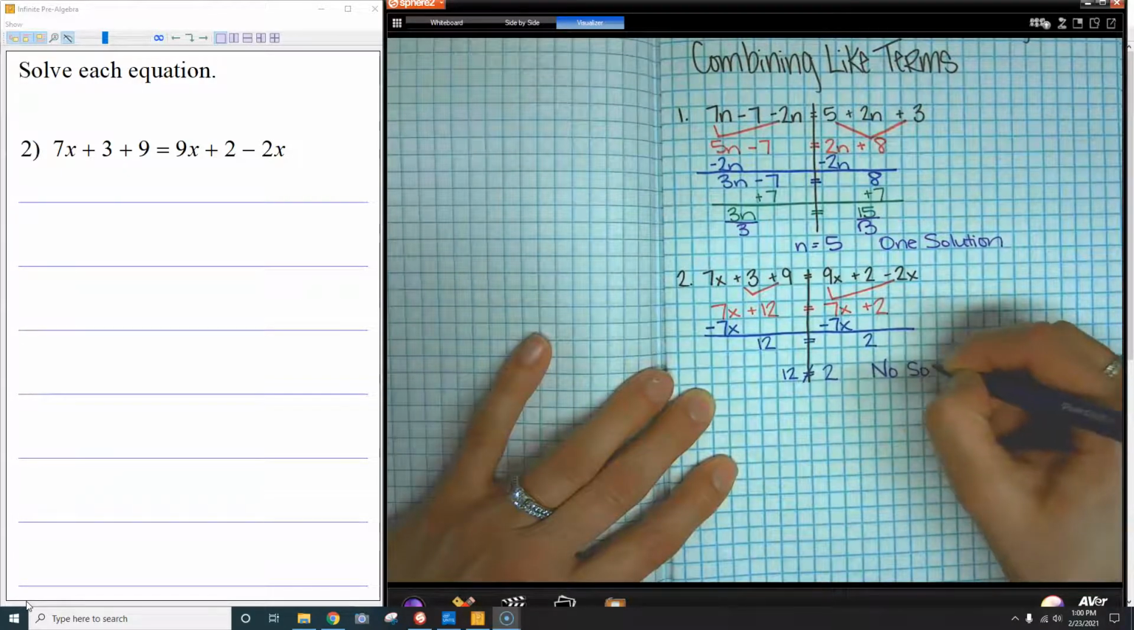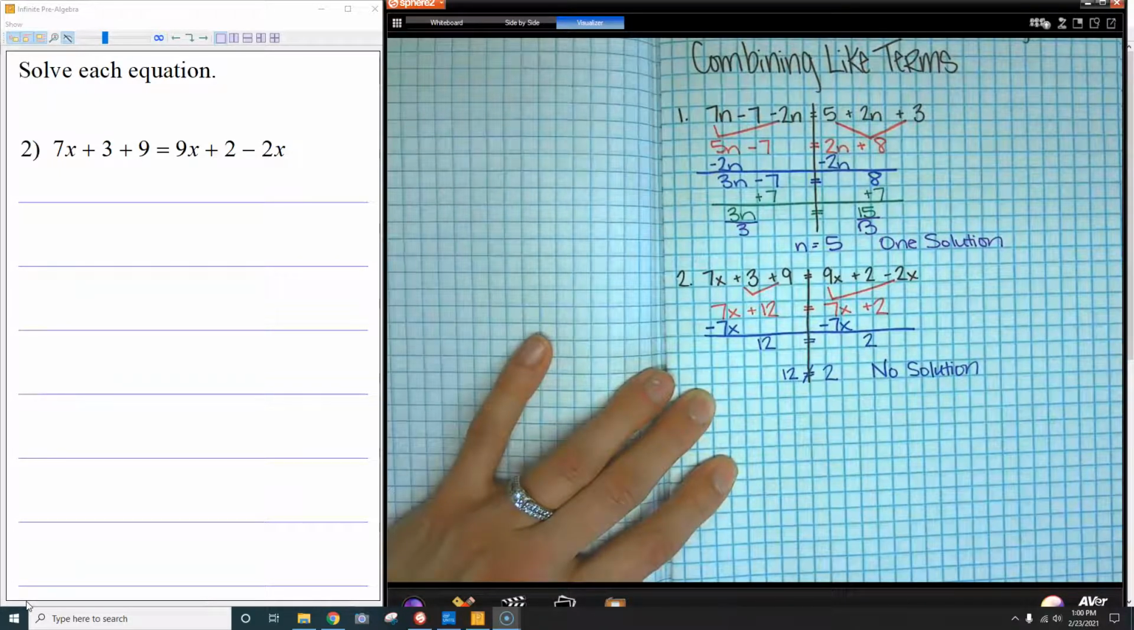No number would keep the 2 sides balanced. So this is an example of no solution because 12 does not equal 2. There are no variable terms left.